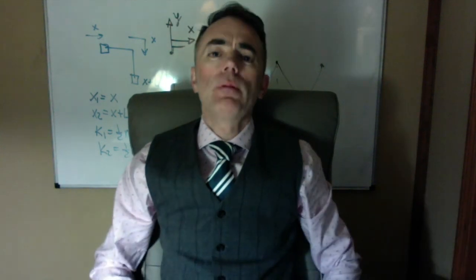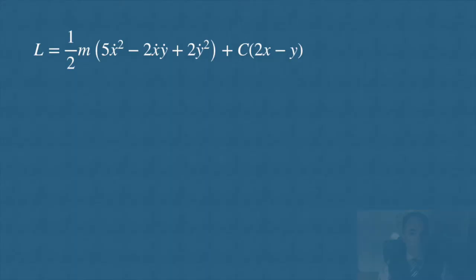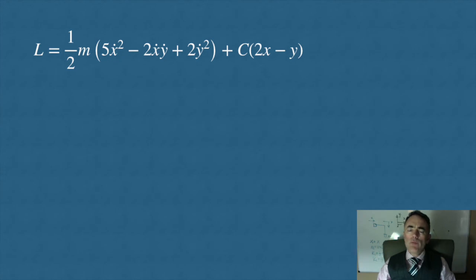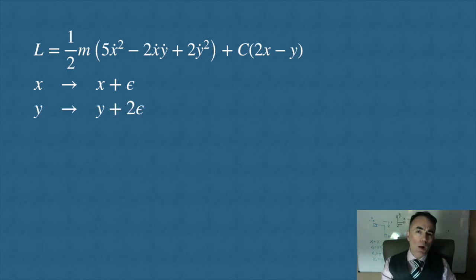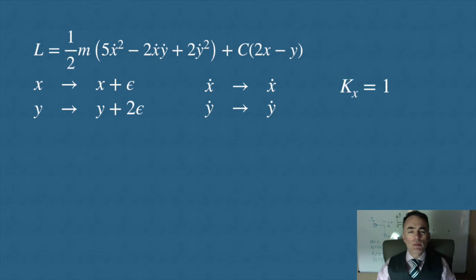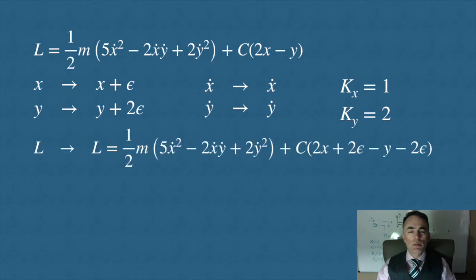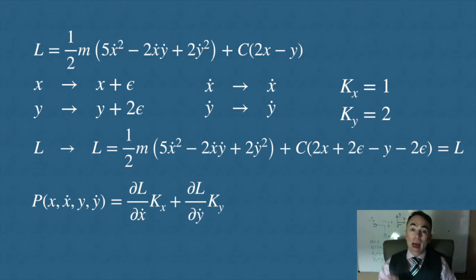Let's see an example. Let's consider the following Lagrangian. If we make transformations of x going to x plus epsilon and y going to y plus 2 epsilon, we see that the Lagrangian does not change. It is, in fact, invariant to all orders of epsilon. Then we can write the conserved momentum as this.